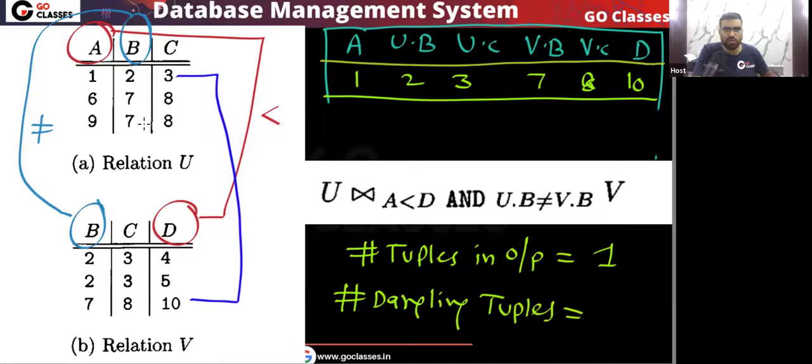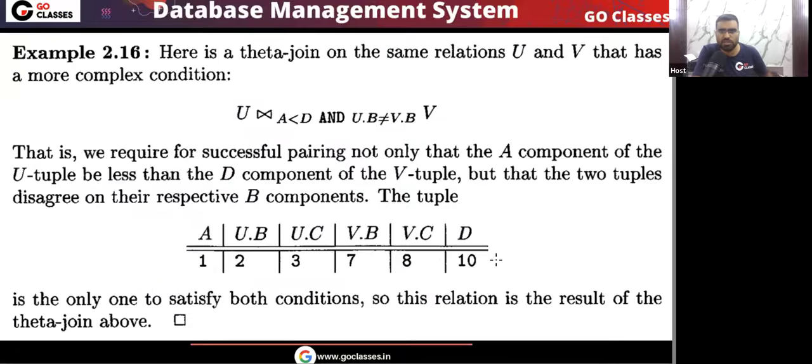How many dangling tuples? You can see this is dangling, this is dangling. They are not pairing with anyone. So 4 dangling tuples. Sorry, 2 dangling tuples in U, 2 dangling tuples in V. Okay, so you can see only one tuple in the output.